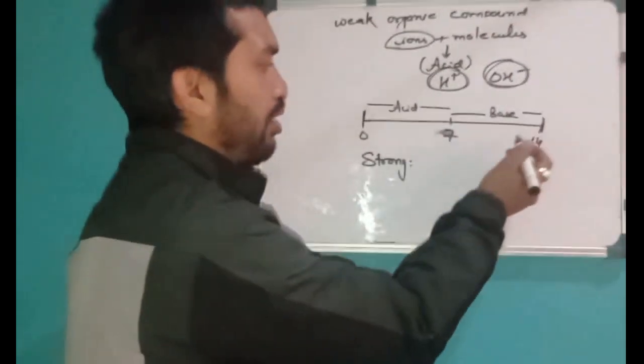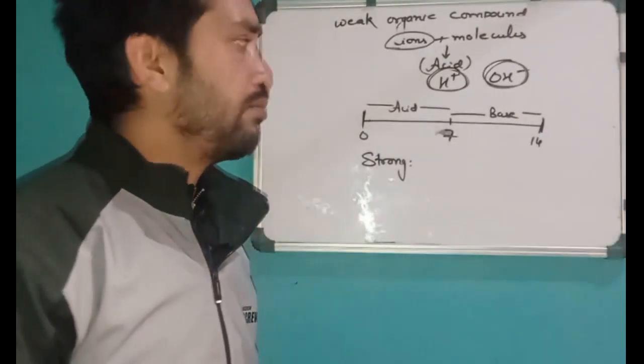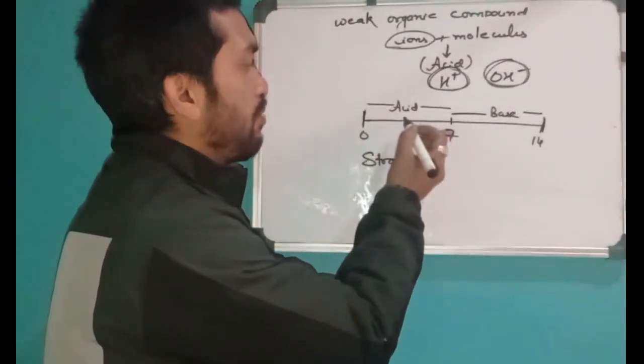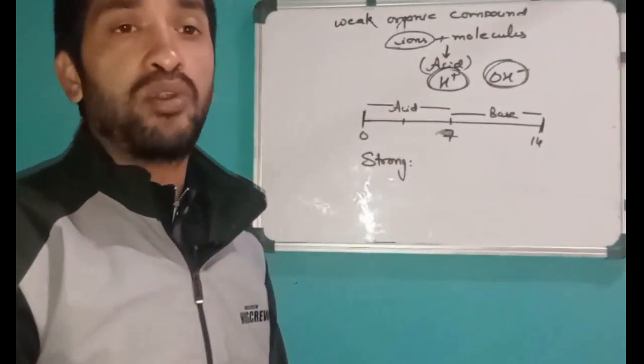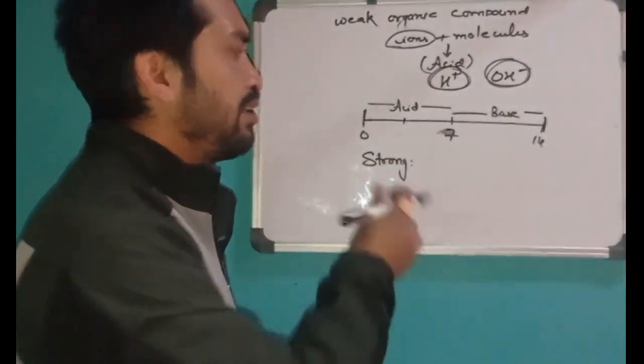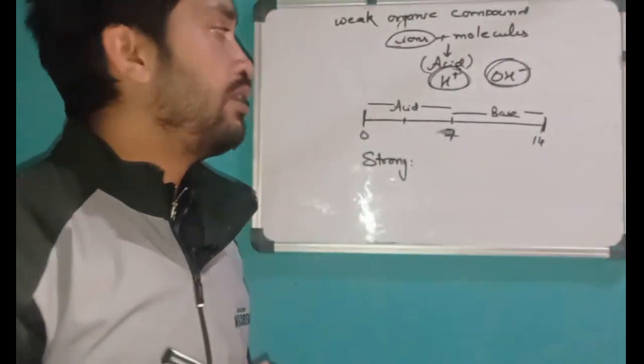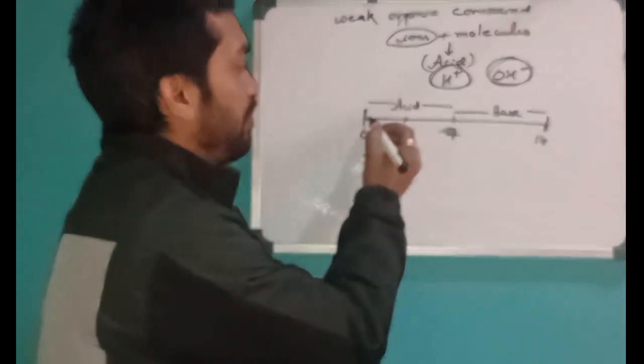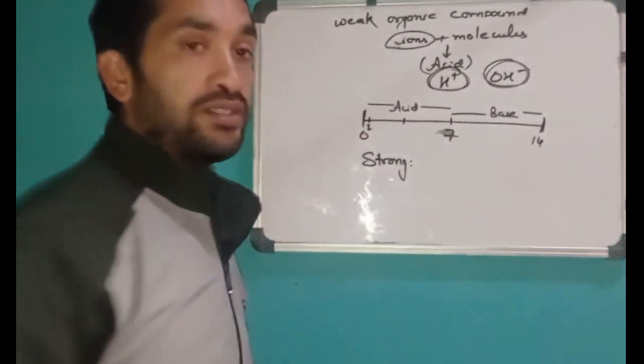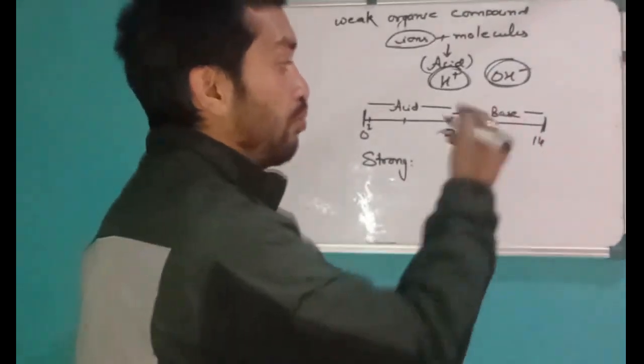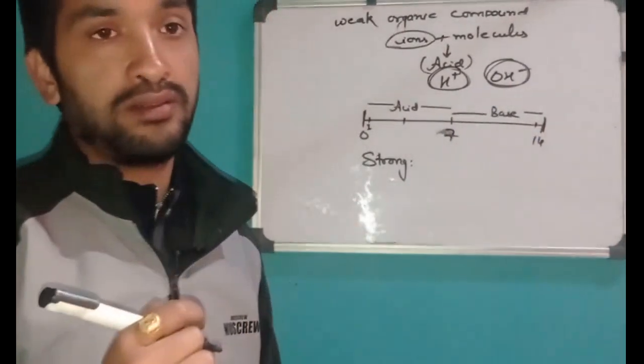Somewhere between 7 and 14 means it is basic but not that strong. Between 0 and 7, suppose the value comes at 3, 3.5 or 4, then you will say it is acidic but not that strong an acid. Strong acid means it will be near to 1, nearer to 0. And more basic means nearer to 14.